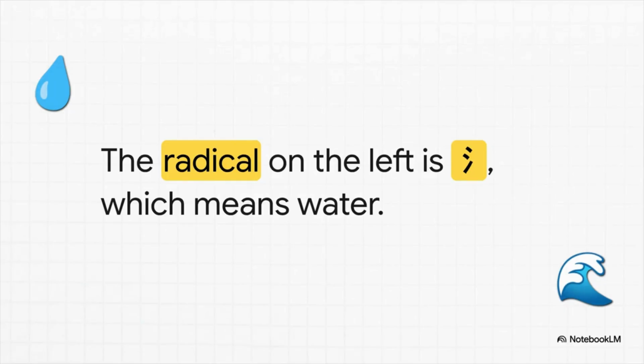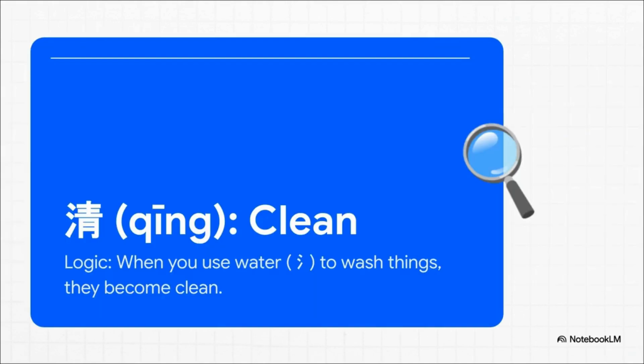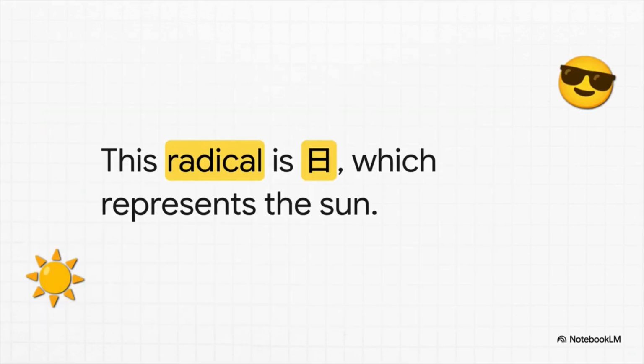Our first meaning clue is this little guy on the left. You see those 3 little drops? That's called the water radical. And whenever you see it, your brain should immediately think of, you guessed it, water, or really any kind of liquid. Okay, let's build our first character. We take our meaning clue, water, and we add it to our sound clue, qīng. So what do we get? You get qīng, which means clean. And the logic here is just perfect, isn't it? You use water to wash things, and after you wash them, they become clean. So water plus the sound qīng gives you the word clean. Simple.